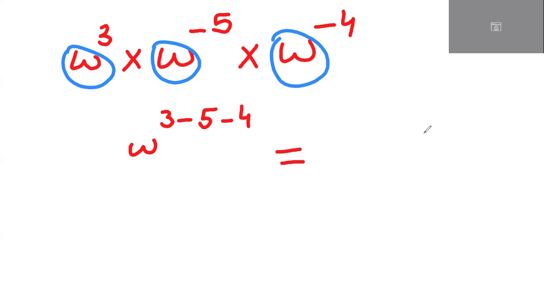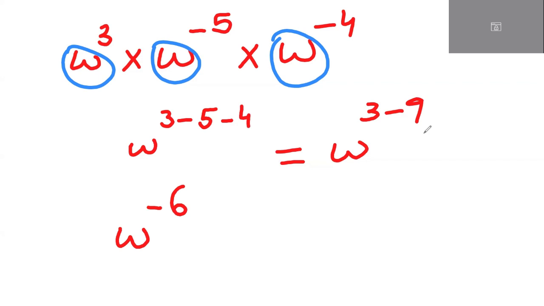Because the bases are same, so the powers are added. 3 minus 5 minus 4. So just do the calculation in the powers. It will be 3 minus 5, or you can do like this, 3 minus 9. Remember, minus 5 minus 4 will give you minus 9. Correct? Negative 5, negative 4 will give you negative 9. Now, w raised to the power what? 3 minus 9. Minus 6.